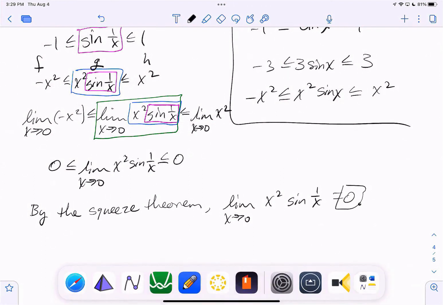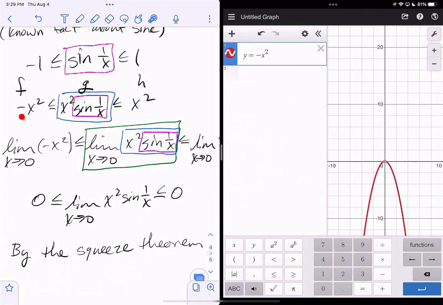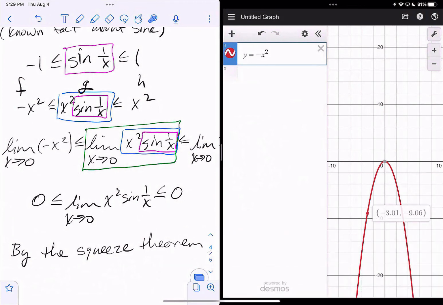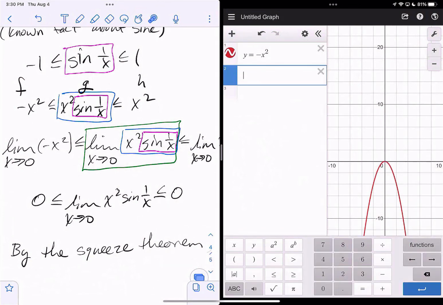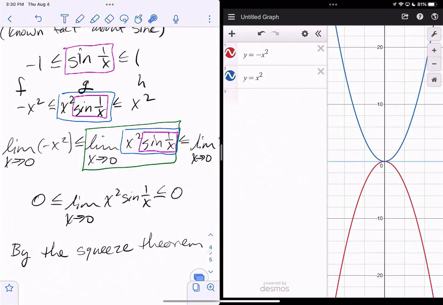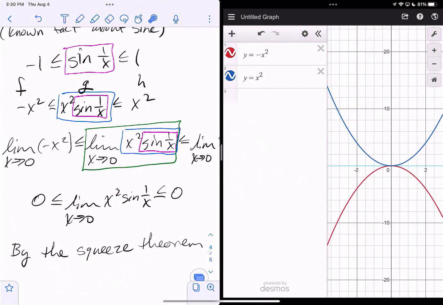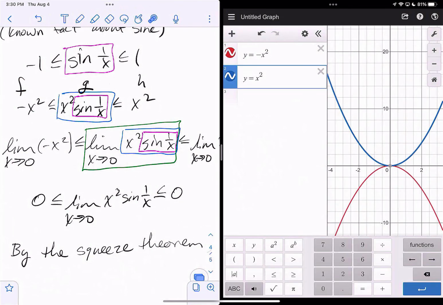If you're not really sure what we've done, let's look at this graphically. I talked about a function f that we said was negative x squared. So here I've graphed y equals negative x squared. And then we can consider y equals x squared. I'm going to spread this out just a little bit to make it a little better for us to look at. So as I said before, y equals negative x squared is never bigger than y equals x squared, right? So those are our f and h, if you like.